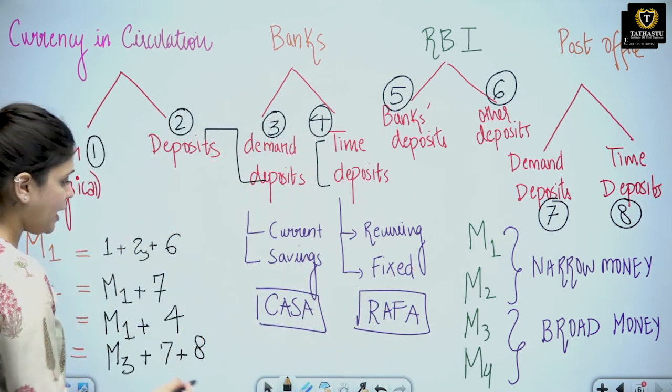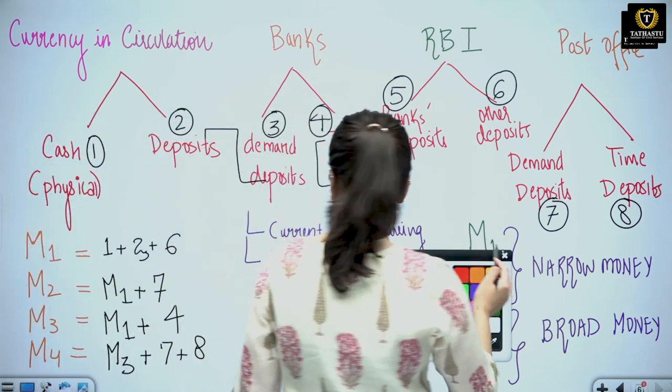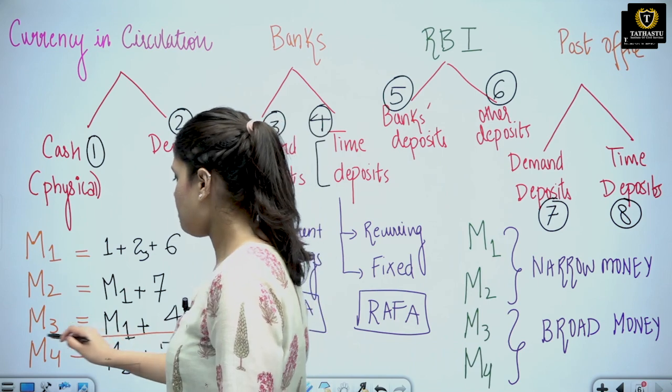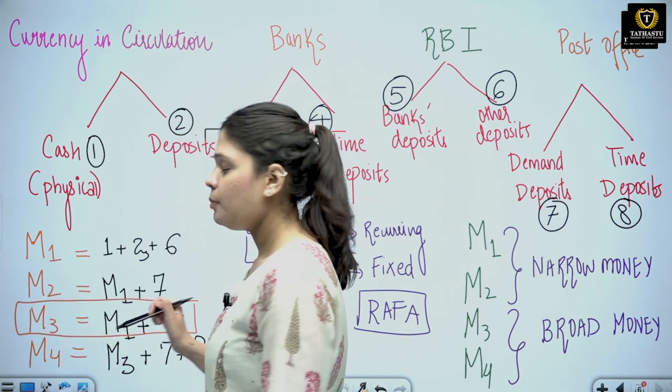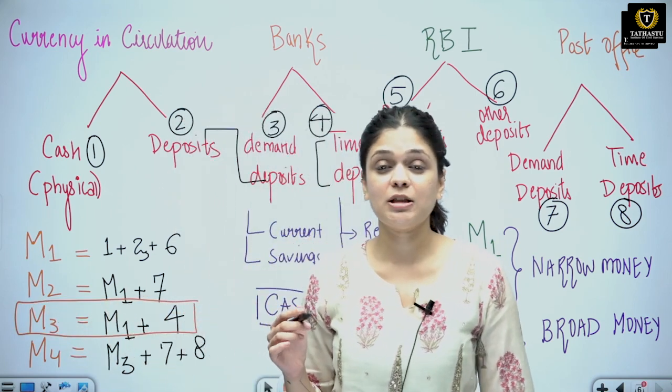So these are our aggregates. In banking terms, you will see that M3 is known as the money supply. This is the major measure which is used for money supply.